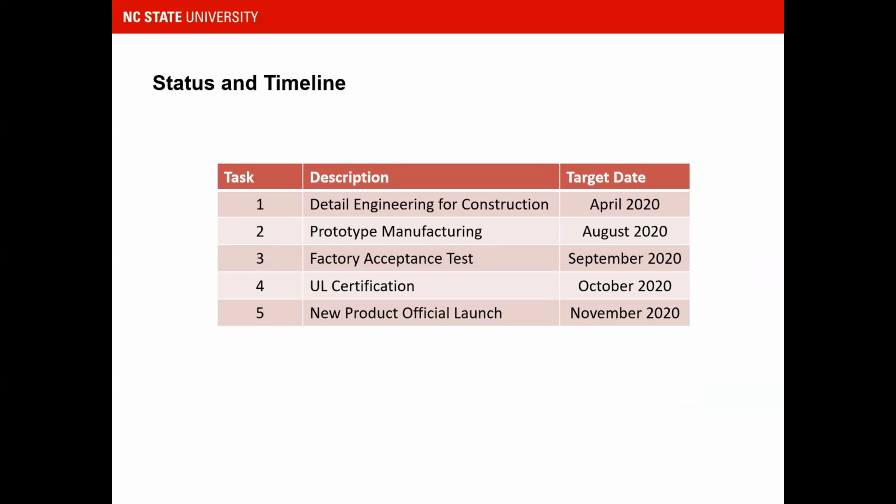I would like to talk about the status and timeline. Detail engineering is ready for construction, was released in April 2020, is PE stamped, and is ready for production. Prototype manufacturing is scheduled to be done by August 2020. Factory acceptance test to be done in September, and UL certification in October. As I told you, everything uses UL components, so we don't need an external certification. We need just a verification for the first unit. And we are planning an official launch by November 2020.